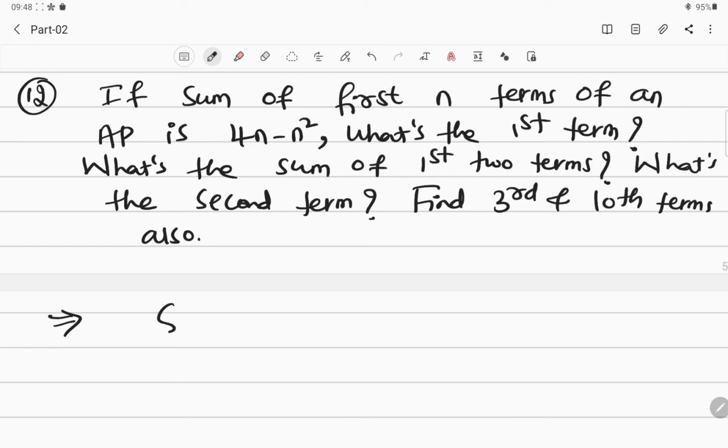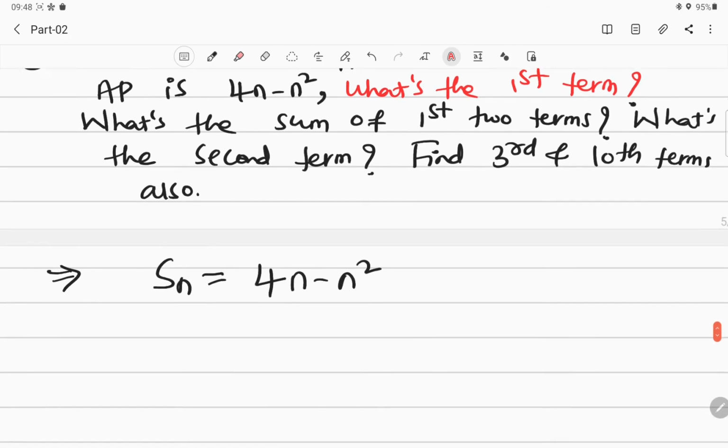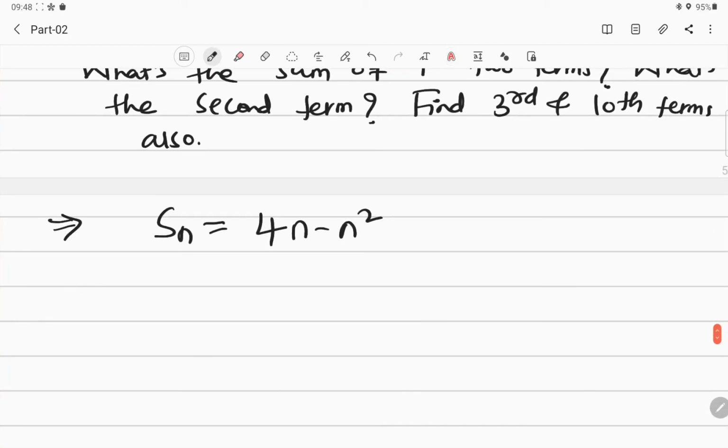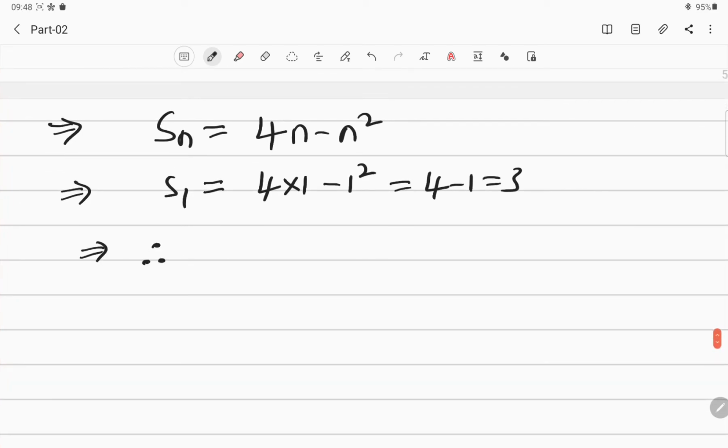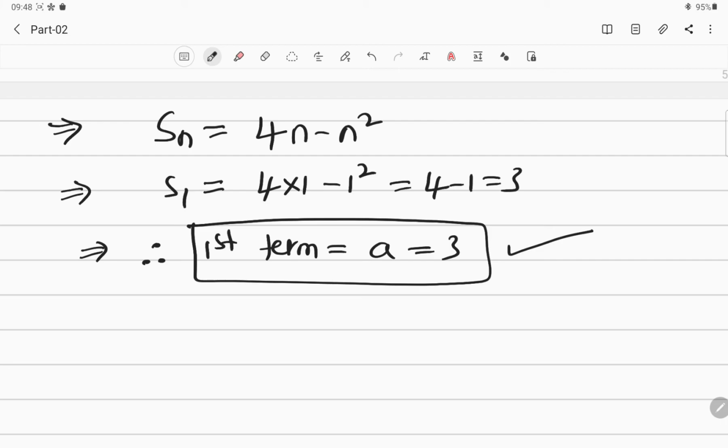The sum of n terms is given as 4n minus n square. The first question is, what is the first term? You just find out the sum of first term. S1 means the sum of first term, so that is the first term only. So S1 is equal to 4 into 1 minus 1 square, that is 4 minus 1, which is 3. Therefore, the first term, usually represented by a, is equal to 3. It's quite simple, no?